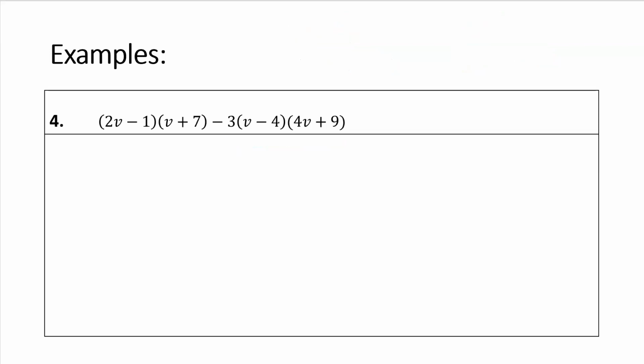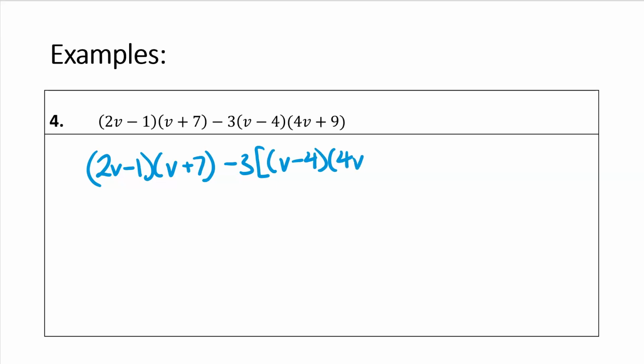So we're just going to start by rewriting this problem here. We have 2v minus 1 multiplied by v plus 7. And then we have our negative 3, and we'll have these big square brackets here to show that negative 3 is going to be multiplied by the product of v minus 4 times 4v plus 9. So we're going to multiply these 2 first, and then when we're done that, multiply by negative 3. Let's see how this all works out.